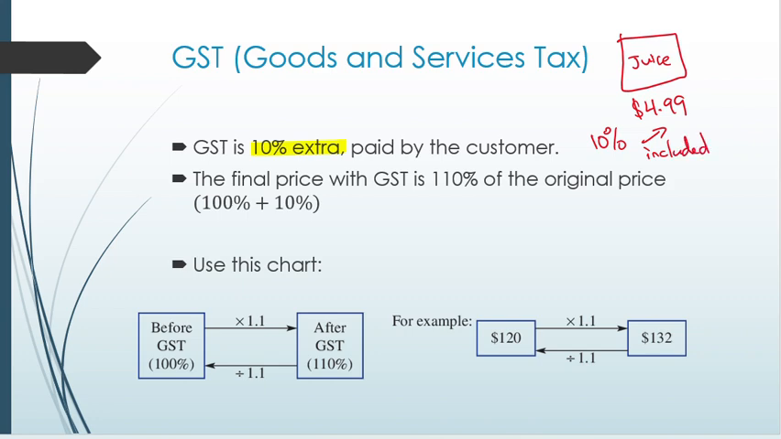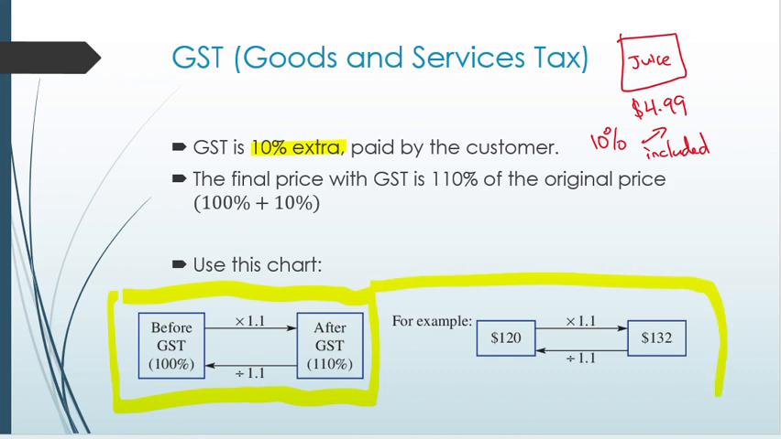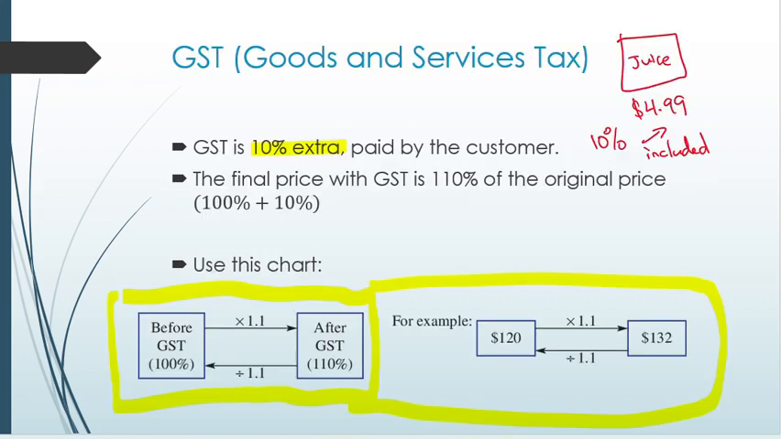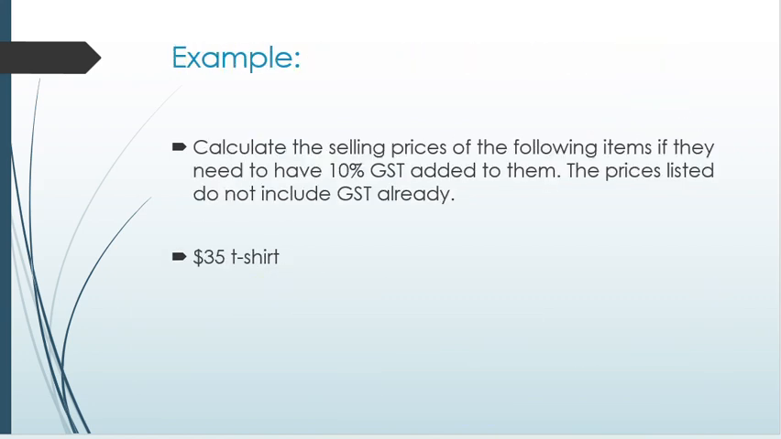So basically all I need people to do is just copy down this flowchart right here, and then copy this example right here. Calculate the selling prices of the following items if they need to have 10% GST added to them. The prices listed do not include GST already, so we need to add GST.